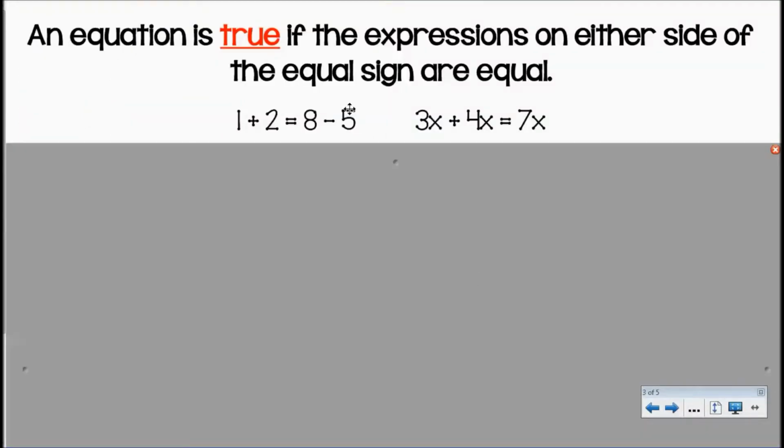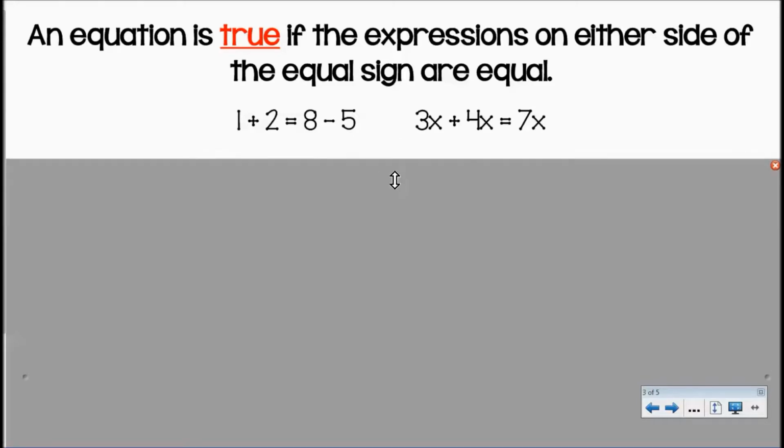Here's something you need to know. An equation is true if the expressions on either side of the equal sign are equal. So is this a true statement? Is 1 plus 2 equal to 8 minus 5? Well, 1 plus 2 is 3, and 8 minus 5 is 3. So yes, that's true. Like over here, 3x plus 4x equals 7x. This is a true statement because I would combine those like terms, and 3 plus 4 is 7.